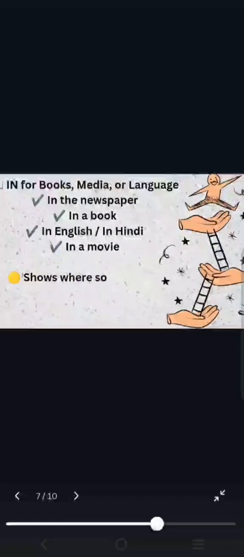We also use "in" to talk about where something is written or spoken. For example, in the newspaper, in a book, in English, in Hindi, in a movie. So, when referring to language or media, use "in".